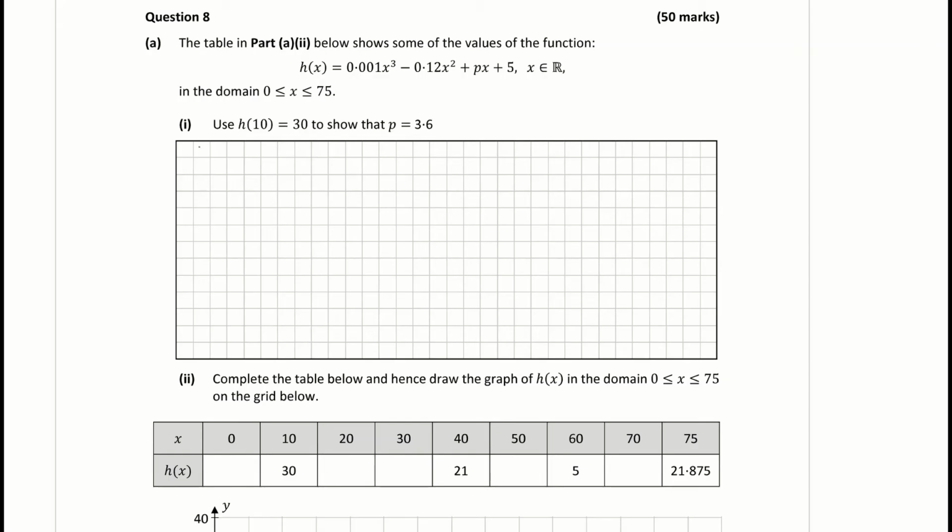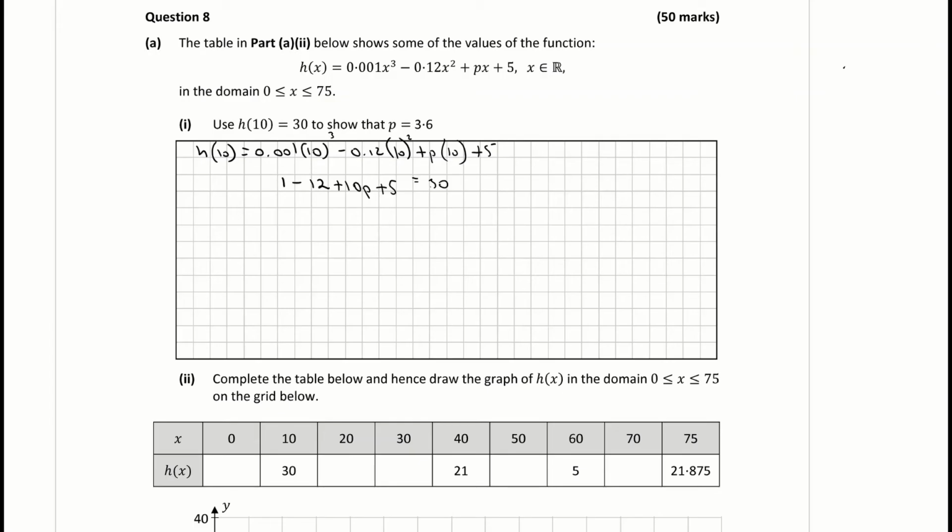So we're finding h of 10, which is equal to 0.001 and my bracket, and it's cubed here, so 10 cubed minus 0.12 times 10 to the power of 2 plus p times 10 plus 5. When I evaluate that, 10 cubed multiplied by 0.001 is 1. Minus 0.12 multiplied by 10 to the power of 2 is 12, so minus 12. P multiplied by 10 is 10p, and then plus 5. And as I said, we know that our value here must equal 30.